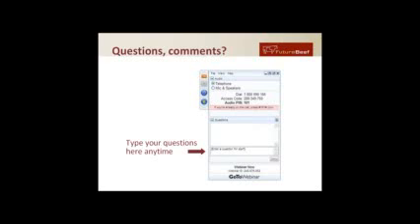So we've got a question or 2 here. So the first one is, which phosphorus test was used for the soil analysis?